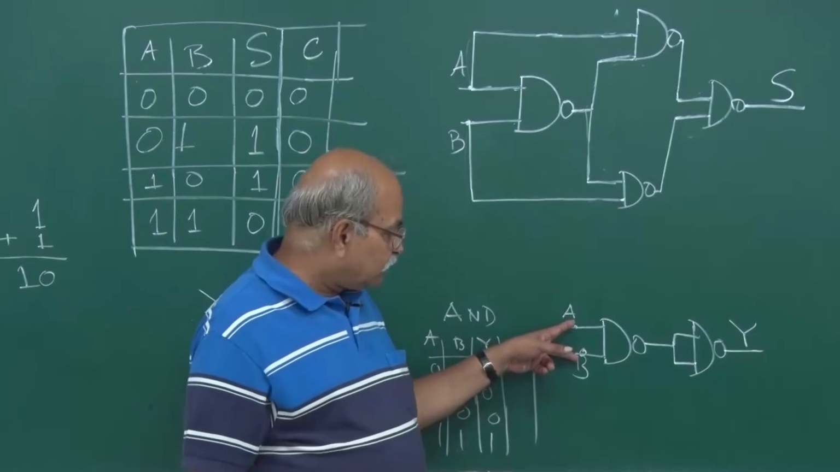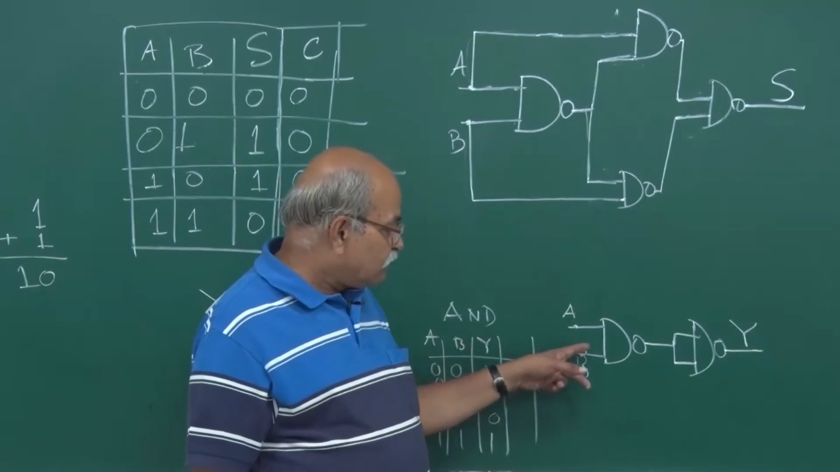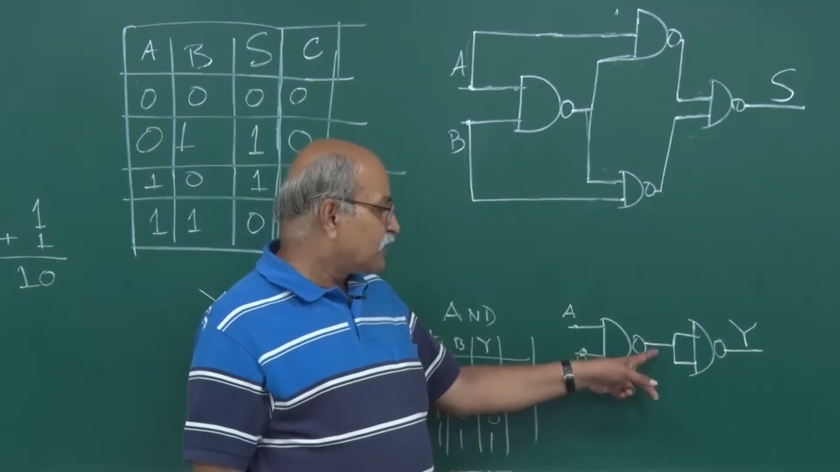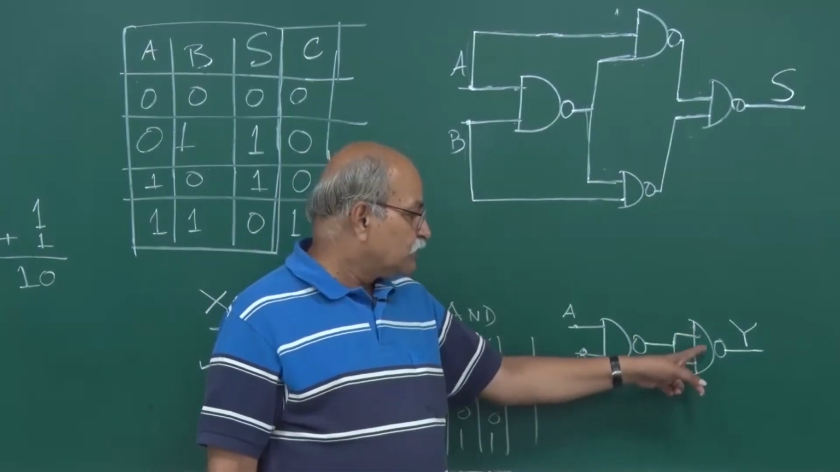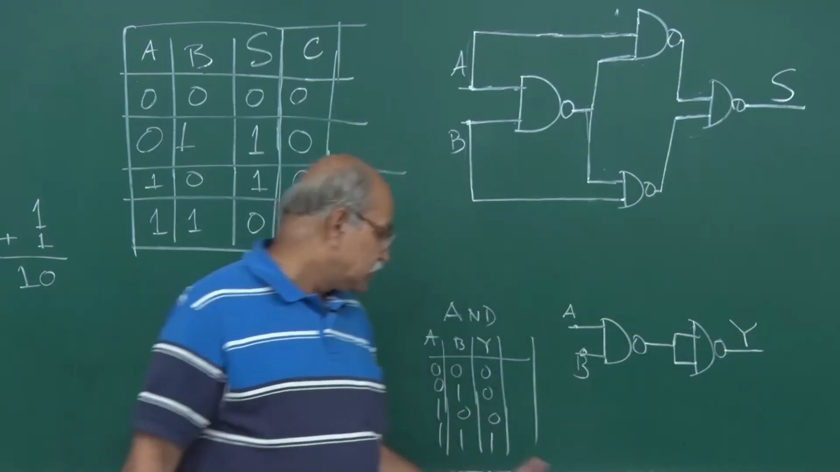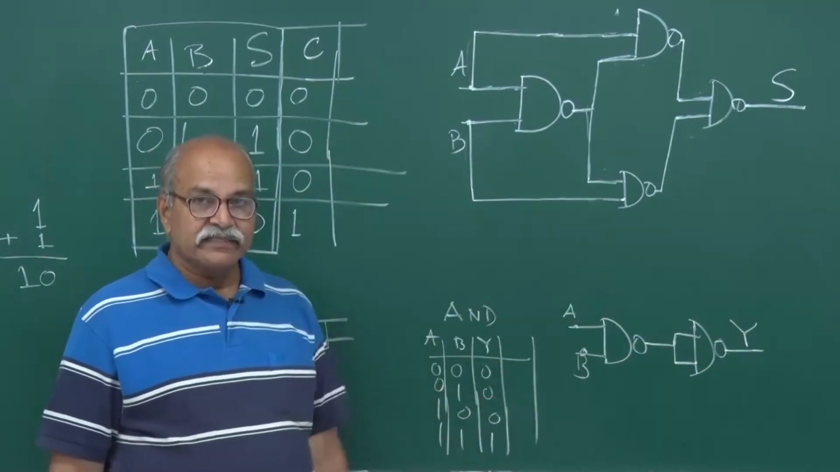So if these both are 1, then 1 and 1 will be 1 here, not of that will be 0 here. So 0 goes here, 0 goes here, 0 and 0 will be 0, and not of that will be 1, so that is 1. So you can check that this is it.